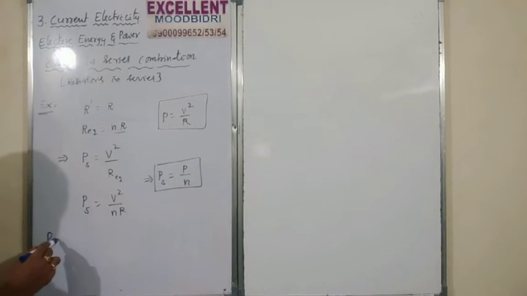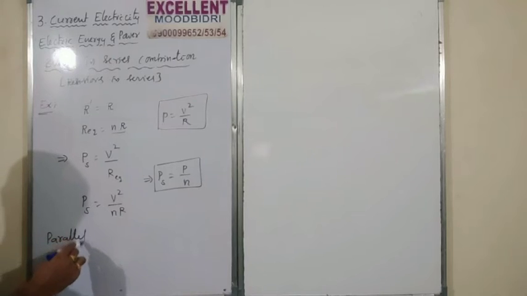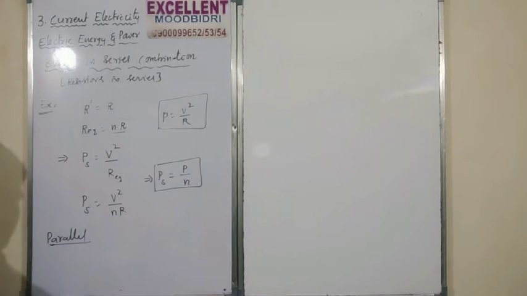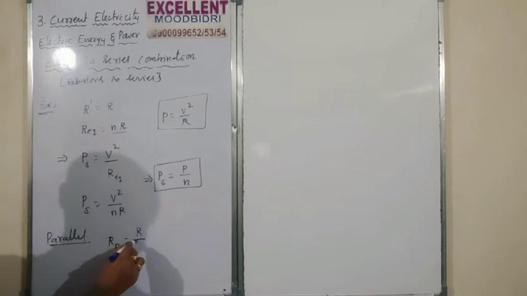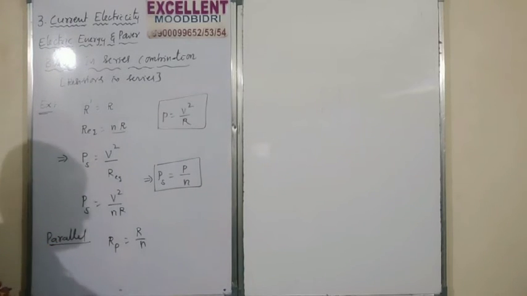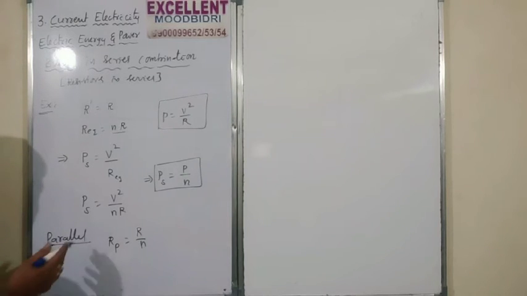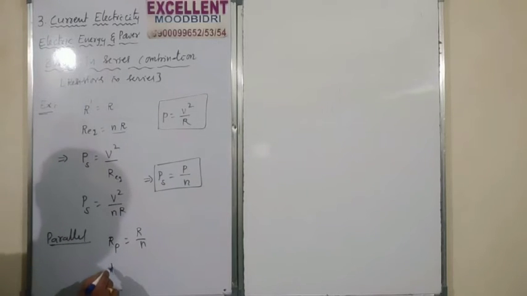Similarly, for the parallel combination, the same resistors are connected in parallel. Therefore, RP is given by the formula 1/R + 1/R + 1/R, N times. So R equivalent is equal to R by N only. Therefore, for the power in the parallel combination, what is the formula? V square by RP.